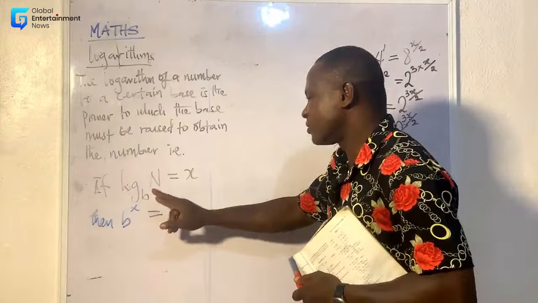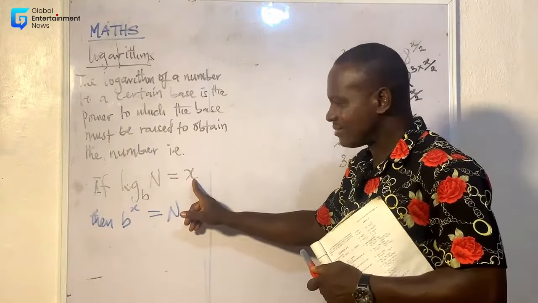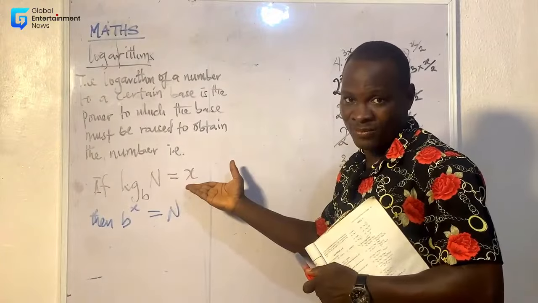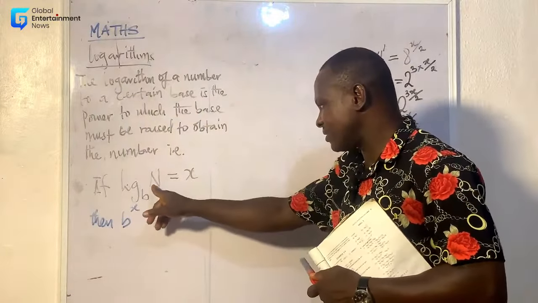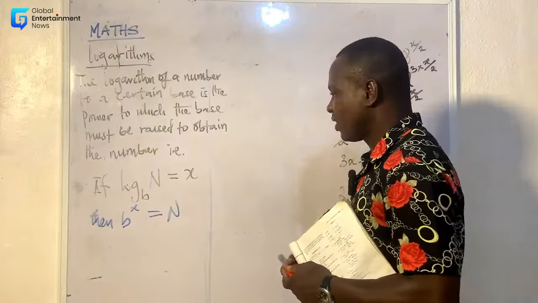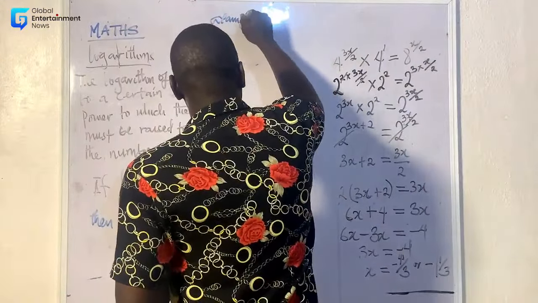The base must be raised, and we raise the base by this x. You can use any number here. So you're going to see when I give you an example now. B raised to power x is equal to n, for example. Now let's do some examples.